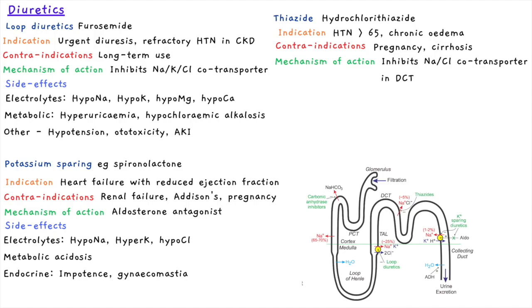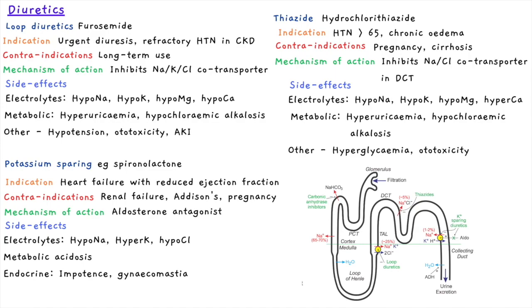Thiazides are the final class we'll talk about. For example, hydrochlorothiazide. Indication, we're thinking hypertension if they're over 65, as well as chronic edema. Contraindications include pregnancy and cirrhosis, and the mechanism of action, as you can see in the diagram, it's acting on the distal convoluted tubule. It inhibits the sodium chloride co-transporter.